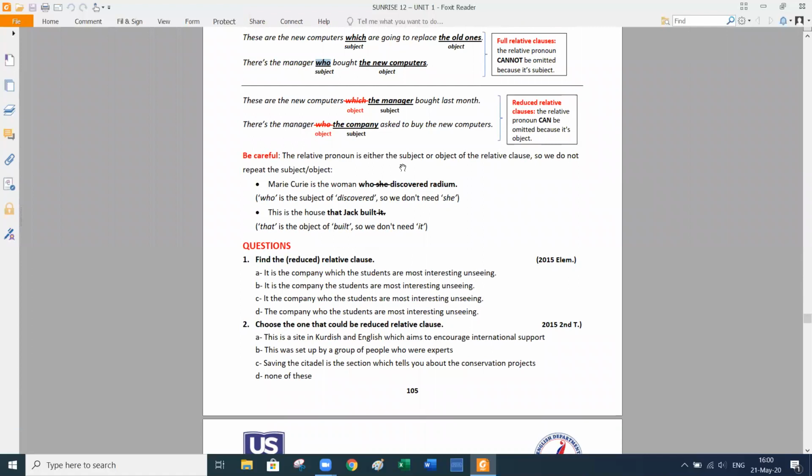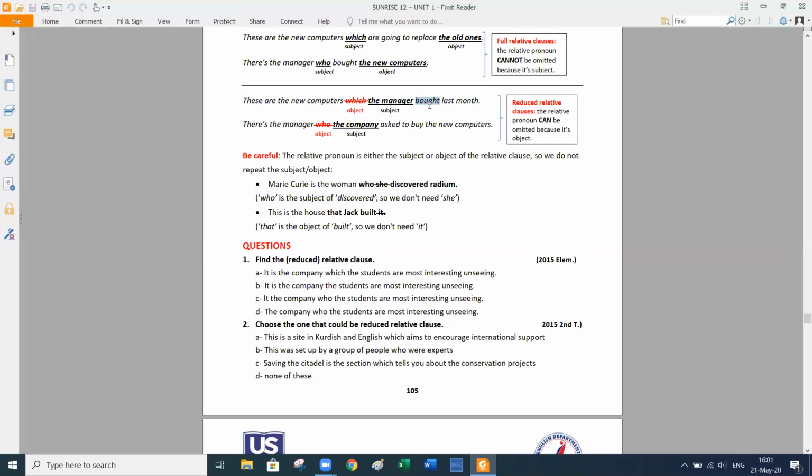Okay, and the next example here, these are the new computers which the manager bought last month. So we look at the relative pronoun, which, and we try to find out whether the relative pronoun is object or subject. To do this, first we find the verb. What's the verb? Bought is the verb of the relative clause.